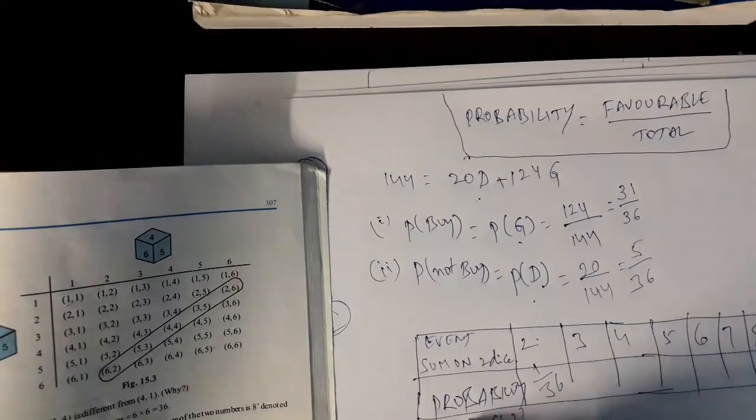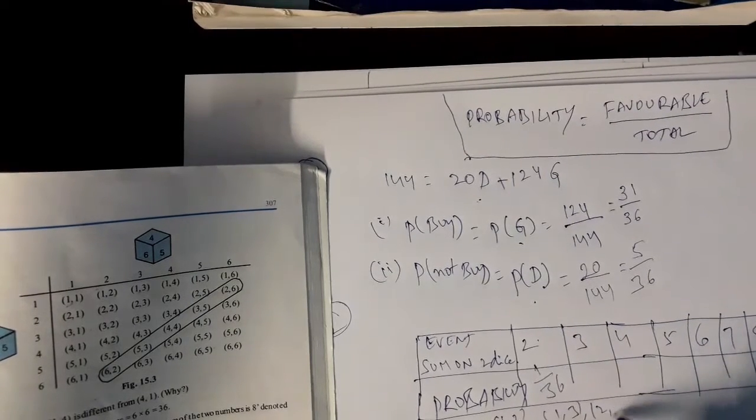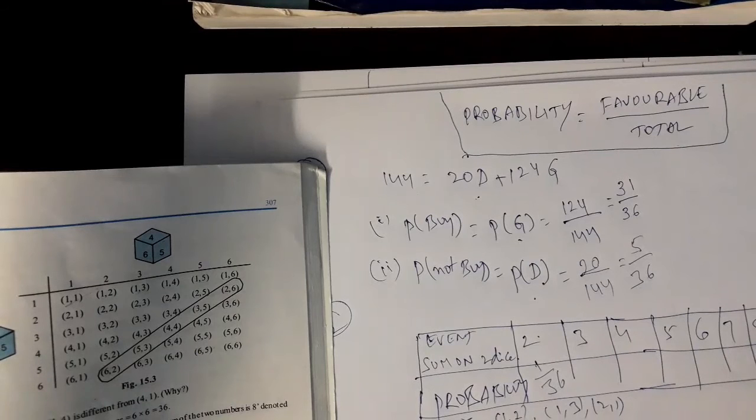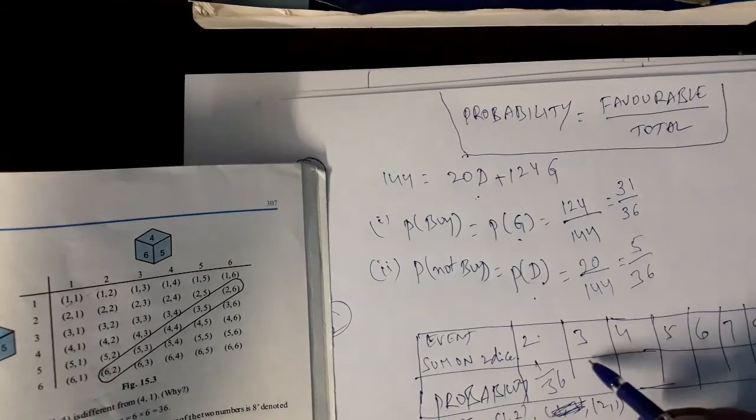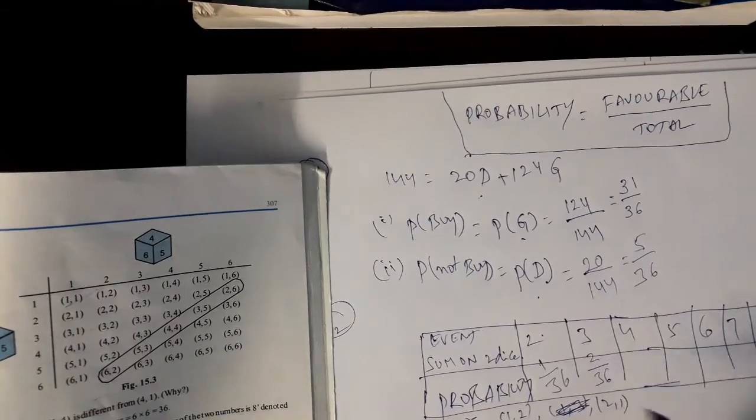Sum 3 means (1, 2) is possible, (1, 3)... sorry, (2, 1) is possible, right? Any other possibilities? Only (1, 2) and (2, 1), that's all. That means only 2 possibilities out of a total of 36, right?